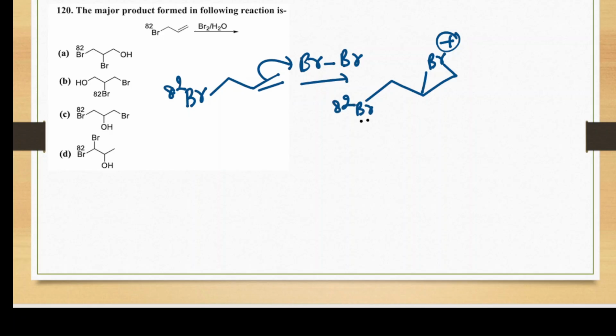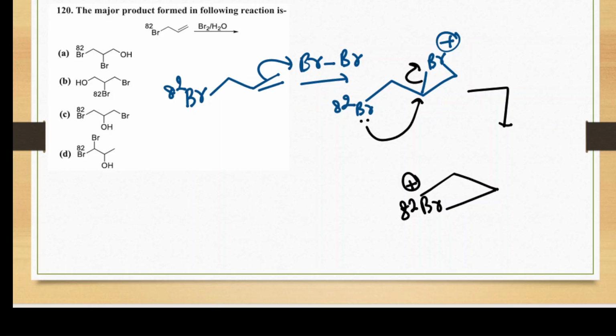Now you can see intramolecular attack is possible like this, and this ring can open from here. So we will be getting this species. So at the more substituted site, the Br group is attacking. So this species we have got. This is going to carry the positive charge, and this one is CH2 and Br it will become. So this molecule we are getting.